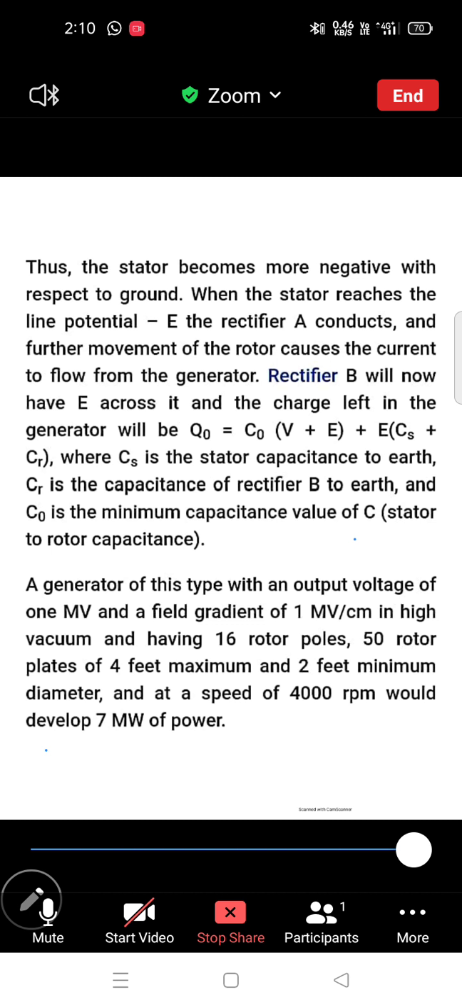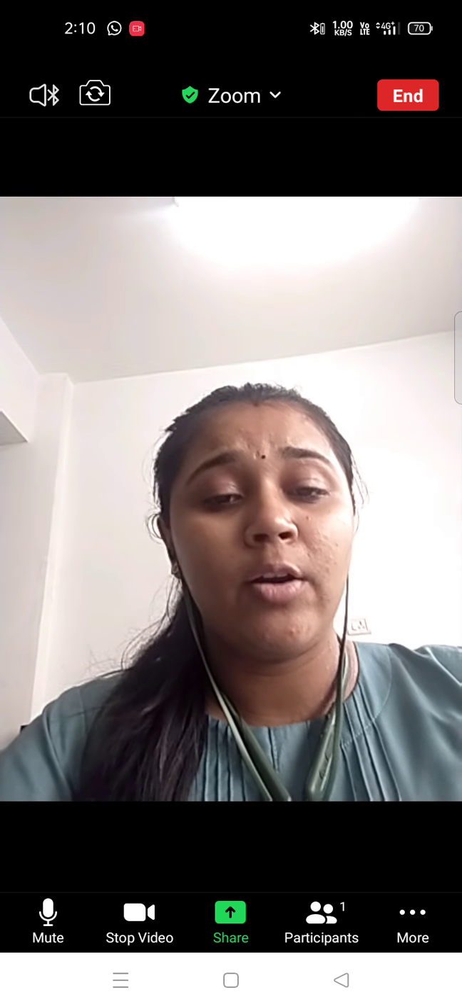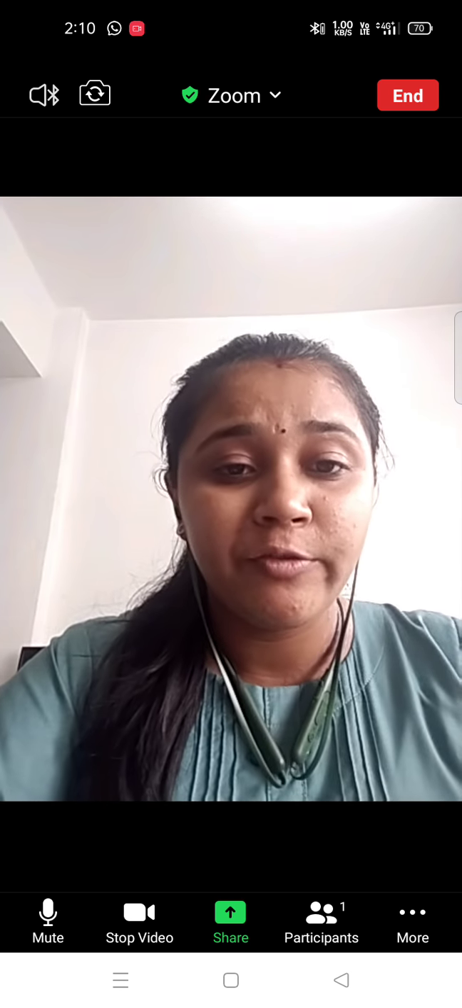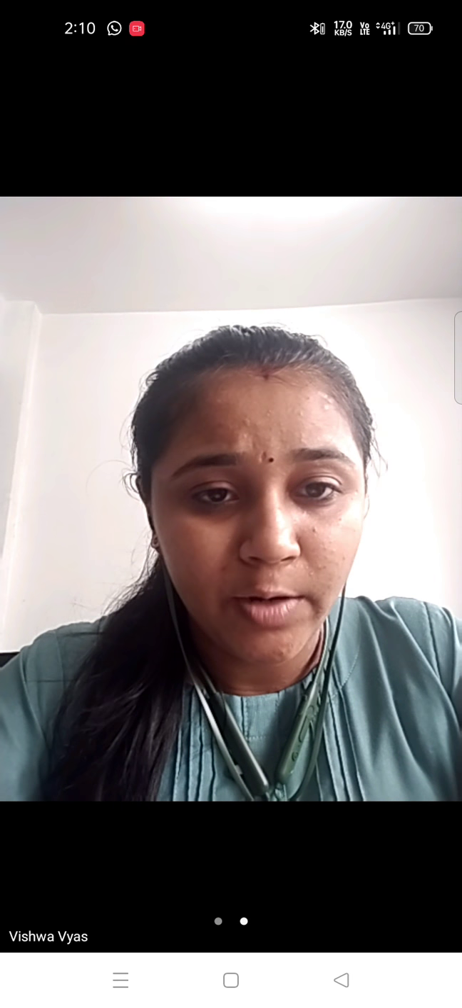Okay, a generator of this type with an output voltage of 1 MV and a field gradient of 1 MV per centimeter in high vacuum, and having 16 rotor poles, 50 rotor plates of 4 feet maximum and 2 feet minimum diameter at a speed of 400,000 rpm would develop 7 megawatt of power. So here you can say that the electrostatic generator can also generate direct voltage in the range of megavolts.